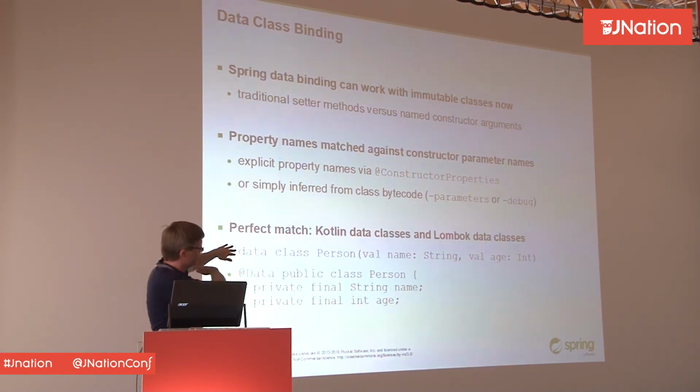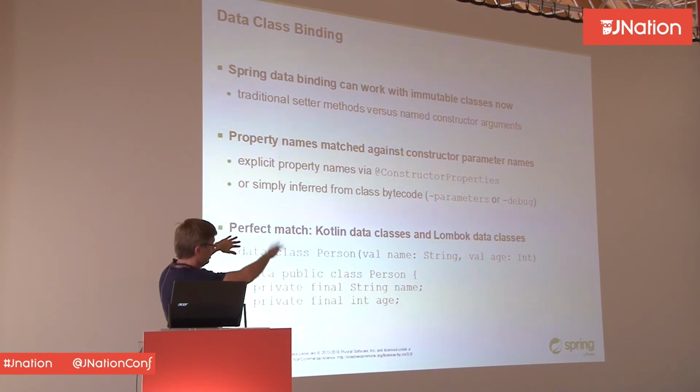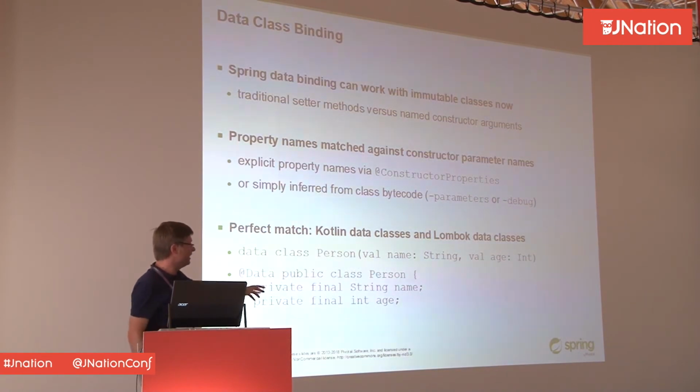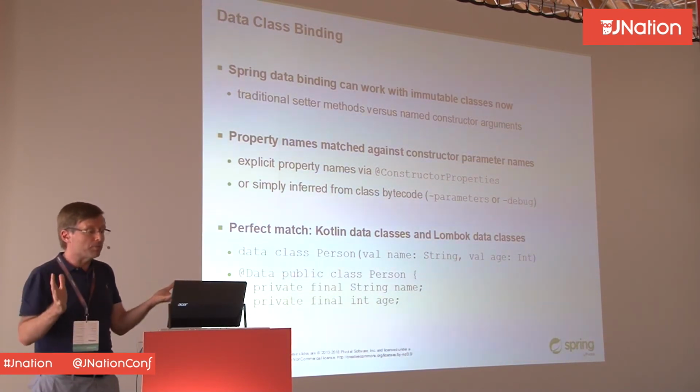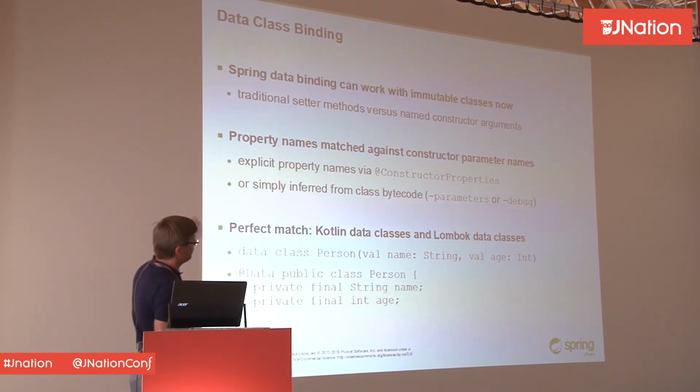A Kotlin data class is basically just this one line. It generates accessors, the fields, equals, hashCode, toString from it in the Kotlin compiler. Lombok is a little different because you actually declare the fields and Lombok generates the constructor, right? And equals, hashCode, toString. They all adhere to the same runtime convention, and Spring Framework 5 now automatically understands that convention.